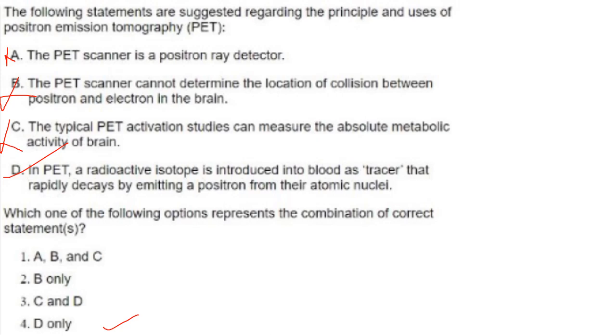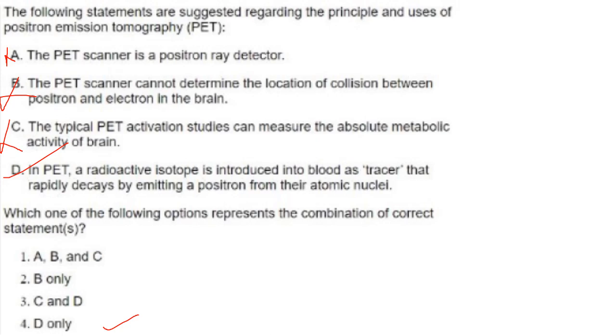So first statement. The PET scanner is a positron ray detector. Just now I told you it is a gamma ray detector. Gamma rays are detected by 2 gamma cameras to form a 3-dimensional image. So A is not correct. They have asked for the correct statement. The PET scanner cannot determine the location of collision between positron and electron in the brain. It can detect. That is the principle behind the PET. So that is also not correct. The typical PET activation studies can measure the absolute metabolic activity of the brain, not absolute, relative. So C is also not correct.